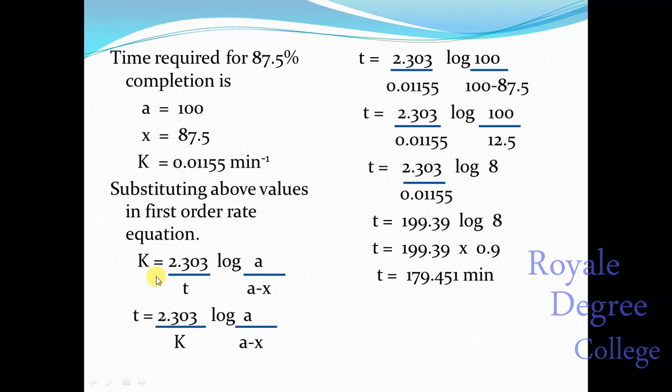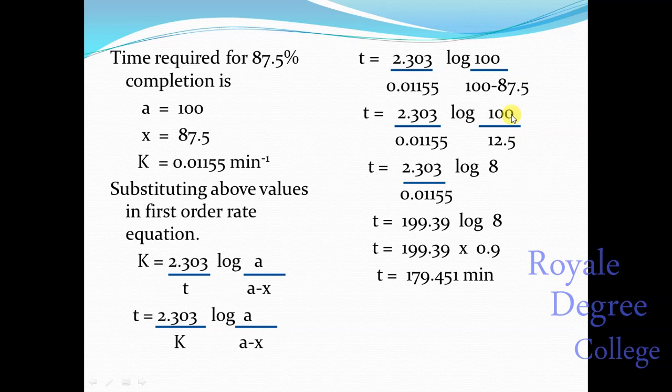Now substituting the above values in the first order rate equation. As we know, this is the first order rate equation, isn't it? Now we are rearranging this equation because we don't know the value of t, so we bring it to the other side. Then this k will go to the denominator. This formula we are getting. Now we are substituting the values. In place of k we write 0.01155, in place of a we write 100, and above also in place of a we write 100 minus x value 87.5. If we subtract 100 minus 87.5, we get 12.5.